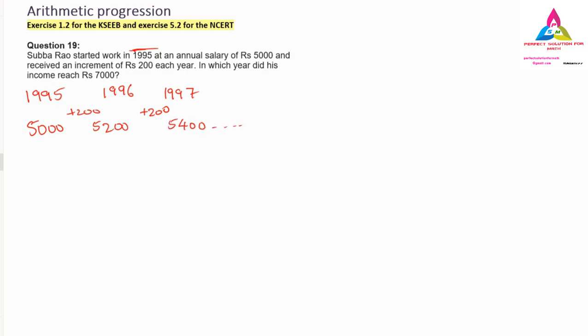In such a way it will go, and in one year, which year we don't know, that year we have to find, the salary will become 7,000. Every year there is an increment of 200, and in which year the salary will increase to 7,000, you have to find. Now we got that AP. The AP is nothing but 5,000, 5,200, 5,400, and so on up to 7,000. This is given in a statement form, and we have to write it.